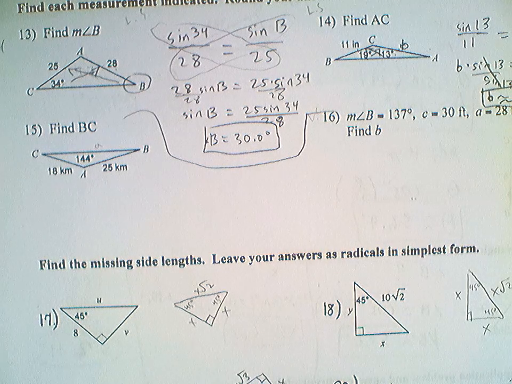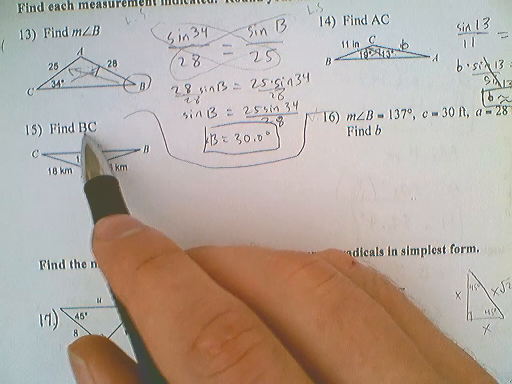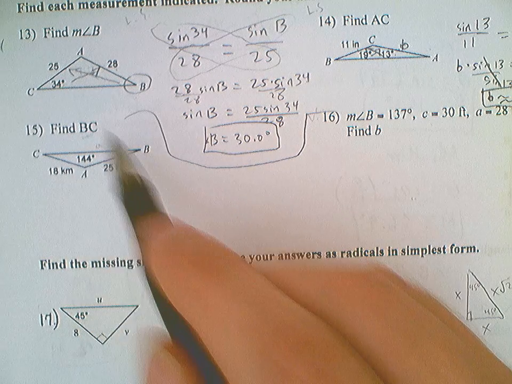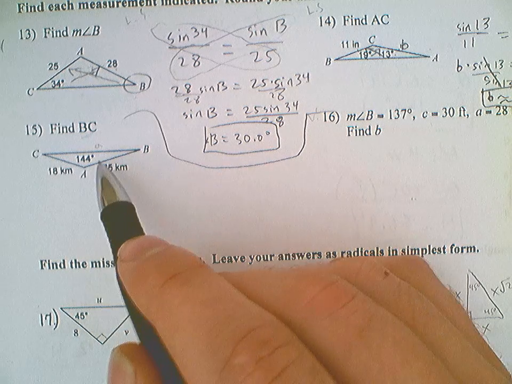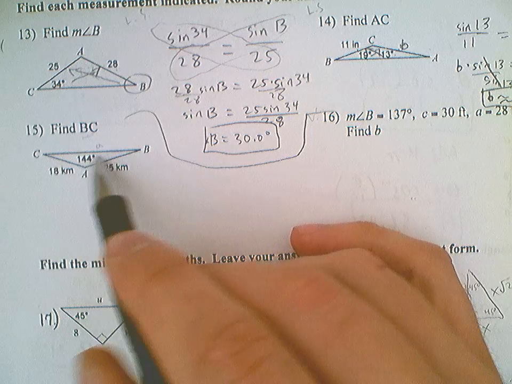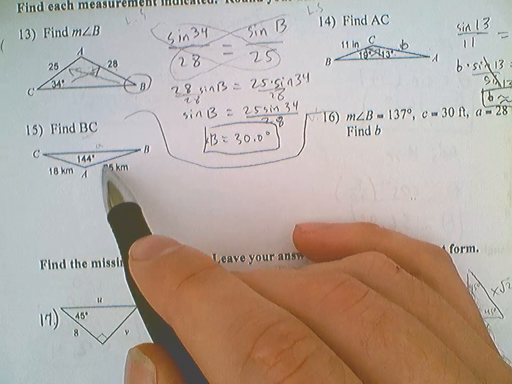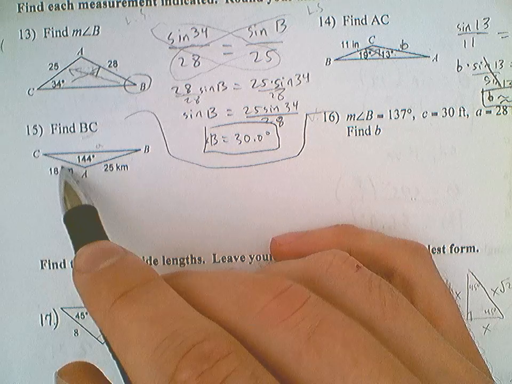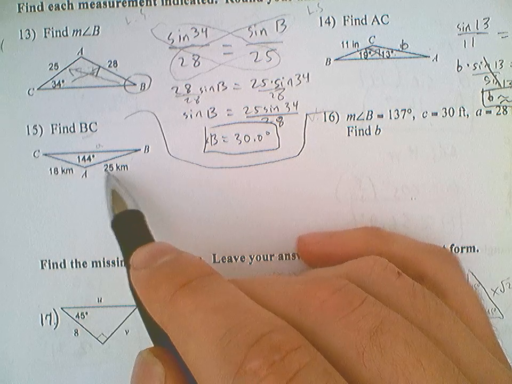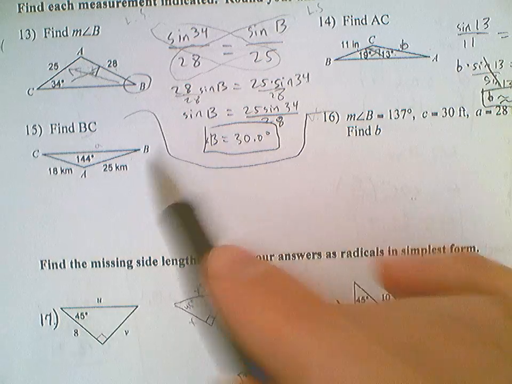All right, number 15. We're asked to find angle BC. So that's the side across from angle A. We are given angle A, it's 144 degrees, and we're also given the other two sides. One is 18 kilometers, the other is 25 kilometers.